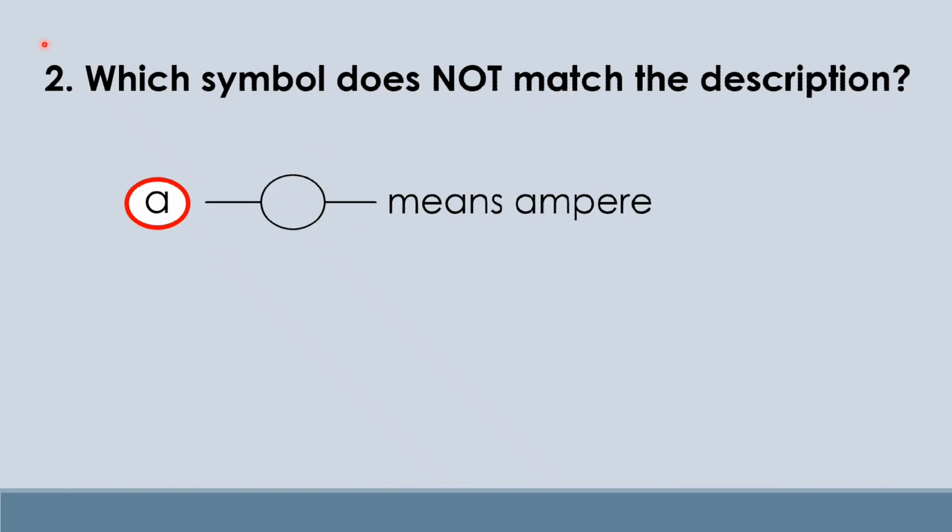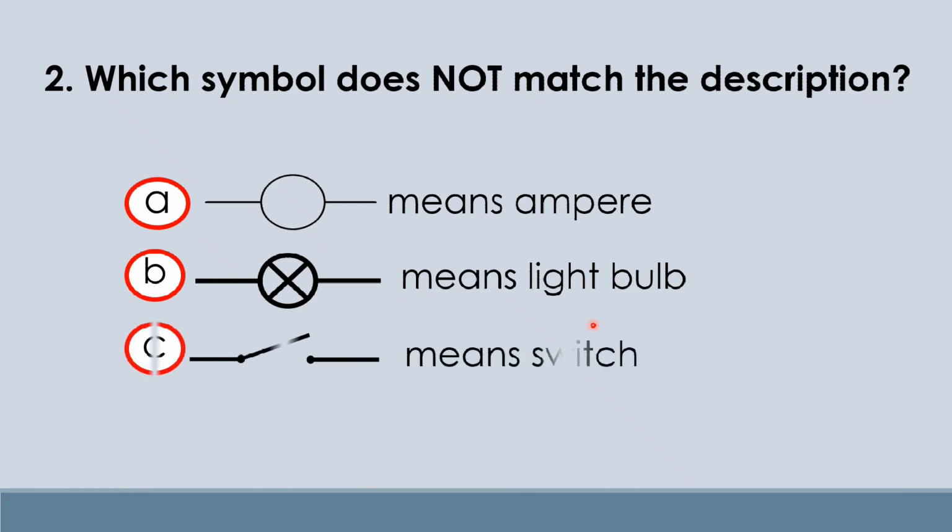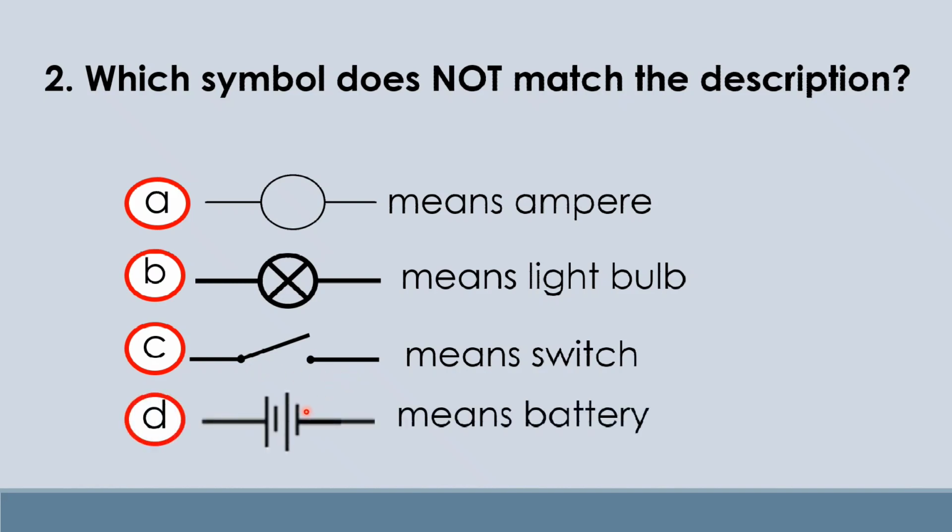For letter A, the symbol means an ampere. Letter B, this symbol means the light bulb, or the load. For letter C, this means a switch. For letter D, this means the battery. So again, the question is, which symbol does not match the description?